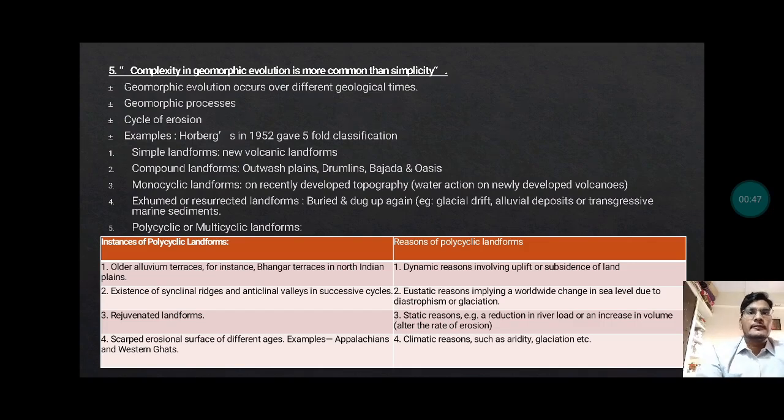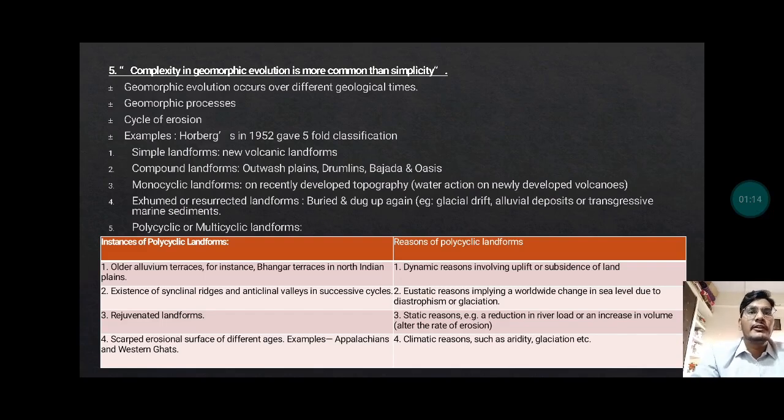So the 5th principle given by W.D. Thornbury states that complexity in geomorphic evolution is more common than simplicity. Here are 3 key terms. One is complexity, second one is simplicity, and the third one is geomorphic evolution. So Thornbury wants to state that geomorphic evolution is more complex rather than simple.